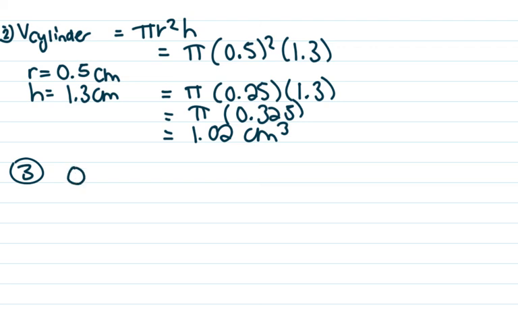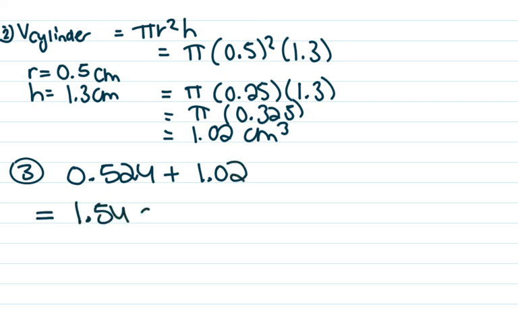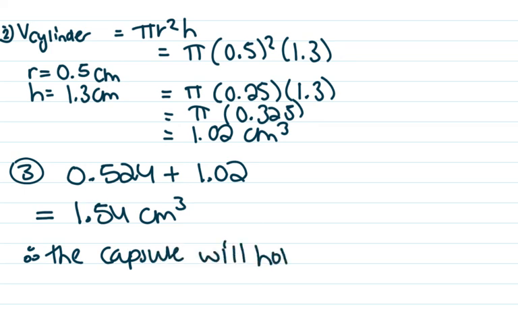Now for the third step, we'll add the two volumes. So we have 0.524 plus 1.02 equals 1.54 centimeters cubed. Therefore, the capsule will hold 1.54 centimeters cubed of medication.